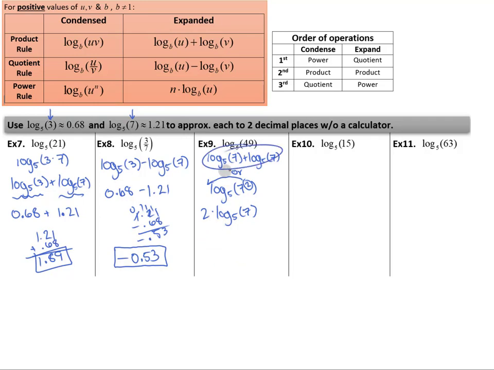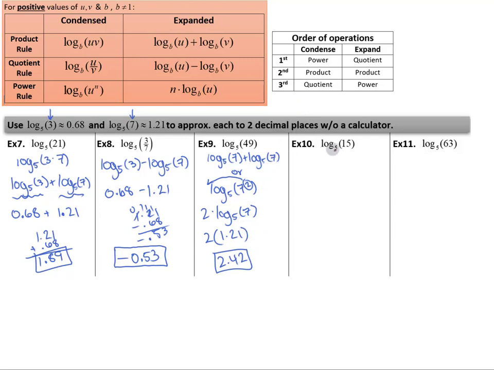Right? This is just 2 log base 5 of 7s. So the same exact idea. So if we do 2 times log base 5 of 7, which is 1.21, that's a pretty easy number to double by hand. We get 2.42. Okay, or you can add it to itself twice. You get the same result, of course.